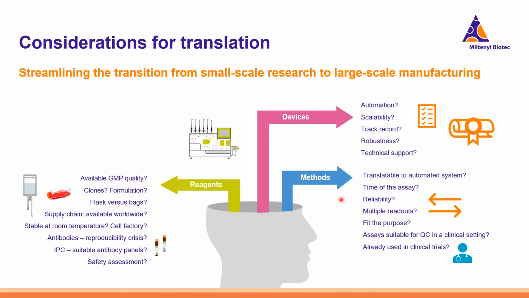Then in terms of the methods, are the methods translatable to an automated system? What about the time of the assay? Can I shorten it? Because time in the end also influences the cost. Are my methods really reliable? How many readouts do I need and do I want to have? Does my method fit the purpose? Is the assay suitable for a QC in a clinical setting? And are those assays already used in clinical trials? And all those considerations, if you put some thought into them up front, will really streamline the transition from small-scale research to large-scale manufacturing.